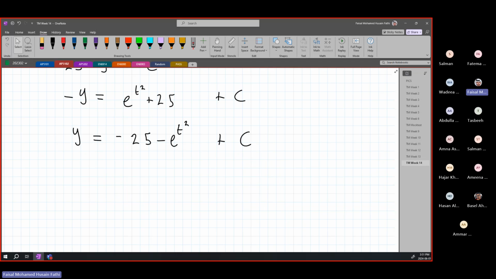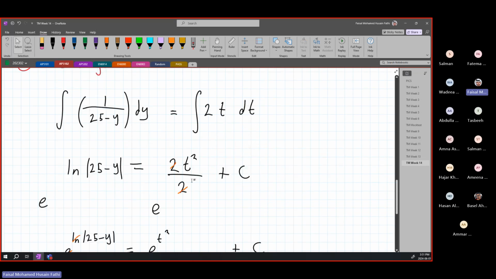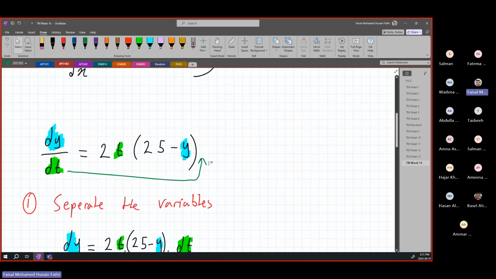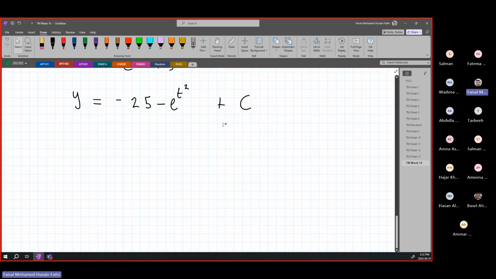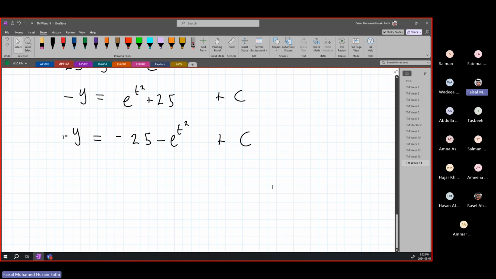All right. But how do we find our value for c? To find your value for c here, you're going to have to have a given in the question, as I will show you in a bit, with the boundary conditions. But in this case, we don't have any boundary conditions, so this will be the final integration.